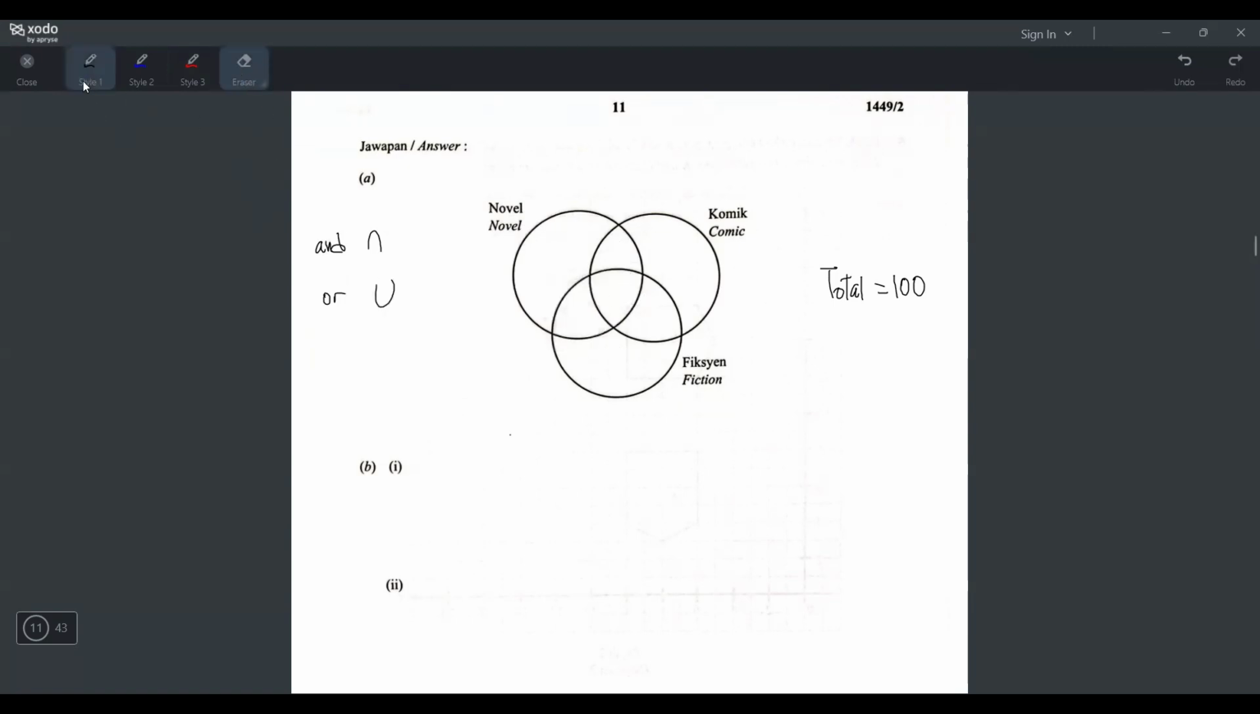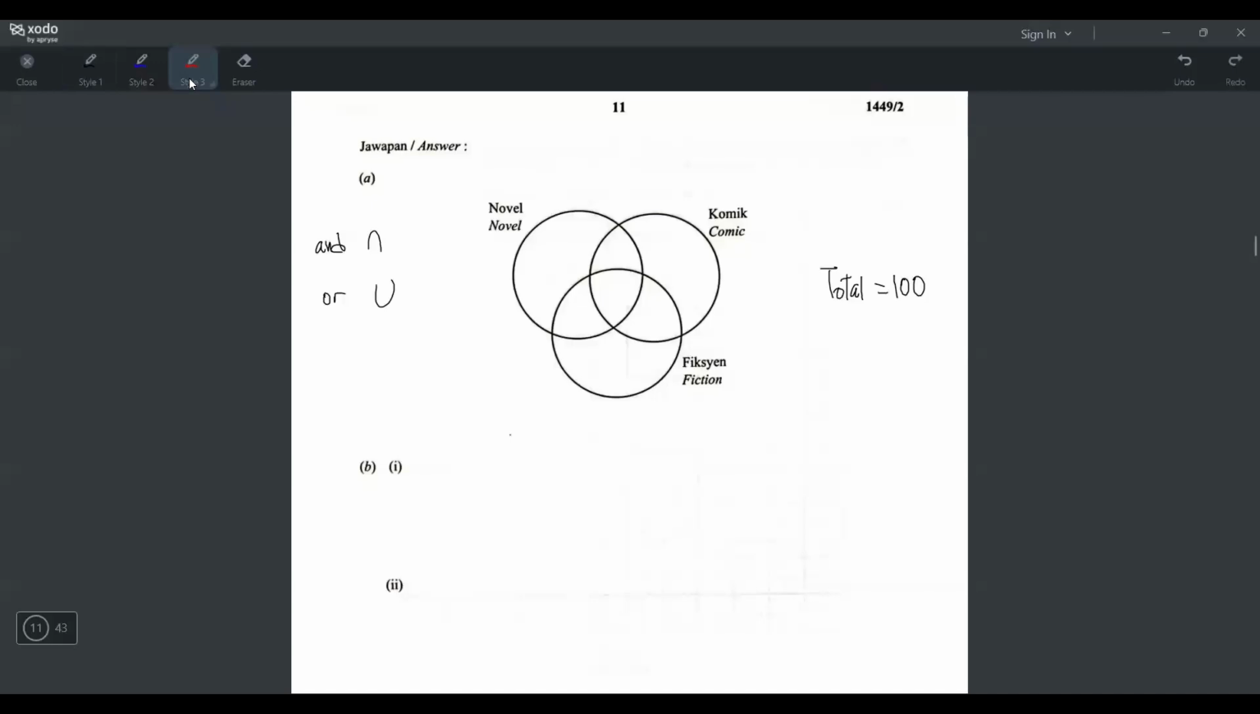What if I shade here, just here? So what is this? This one is novel and comic and fiction, all 3. But what if I include this region? What do we call this? Comic and fiction, this region. But what if I erase this? Then it becomes comic and fiction only. Can you see the word only will change the whole meaning? Just one word, only, changed the whole meaning already. So if you don't know the difference, make sure you know now, because otherwise it's very hard for you to do in the exam, right?